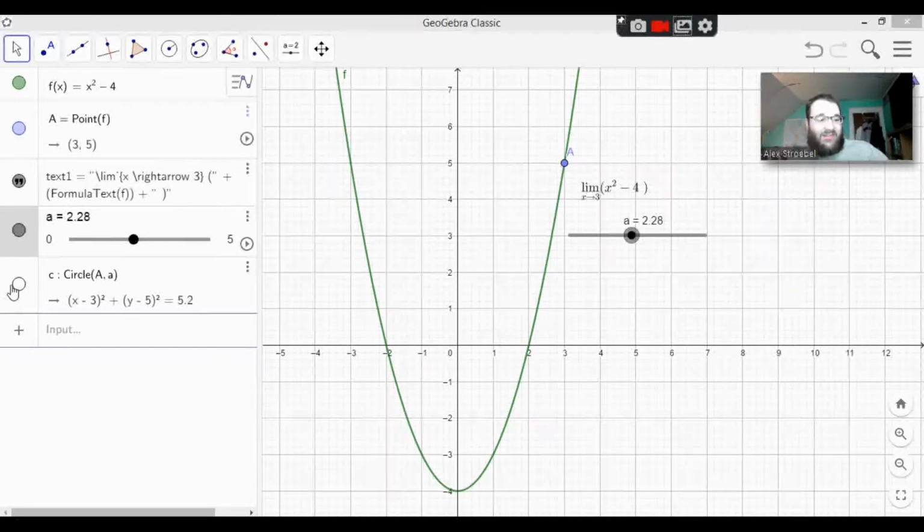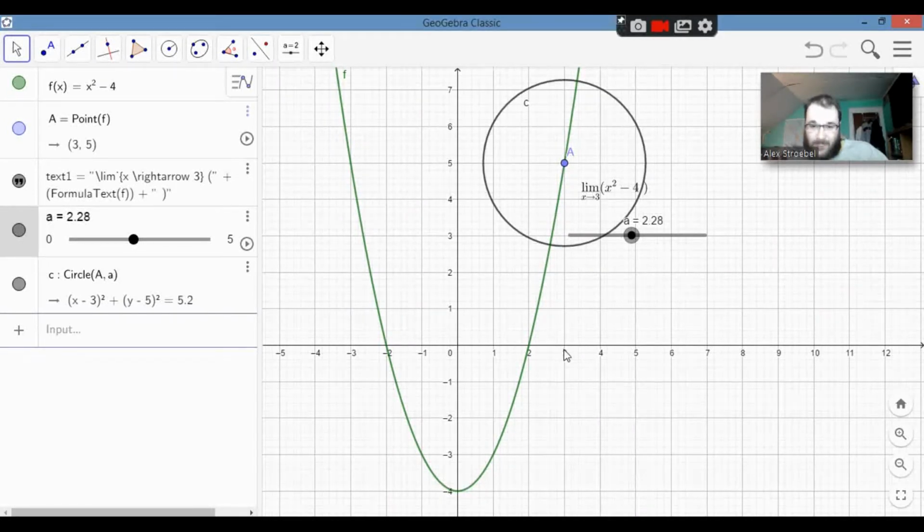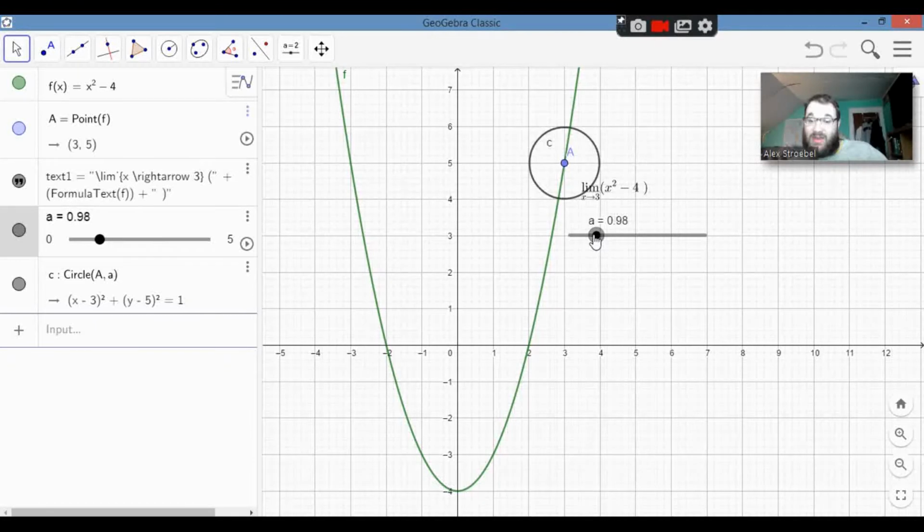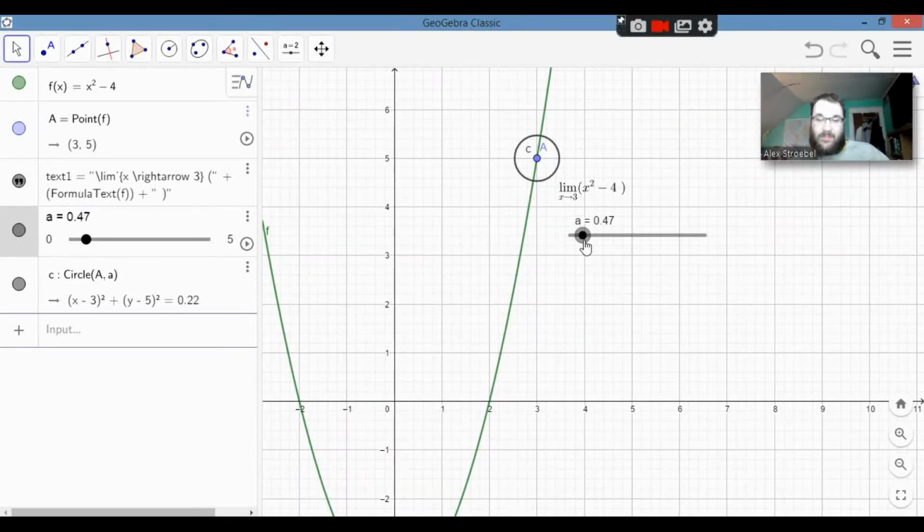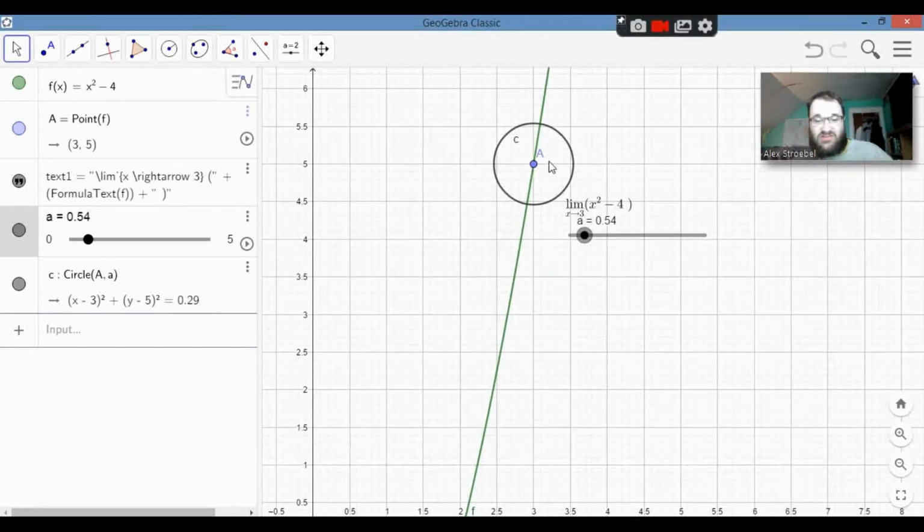So one way we can think of this is if we have a circle centered with its center on x equals 3, the limit would be the y value such that no matter how small you make the circle, there is always going to be some amount of the function inside of it. So the function doesn't have to equal this value at x equals 3. It just has to approach the value as you get close to x equals 3.